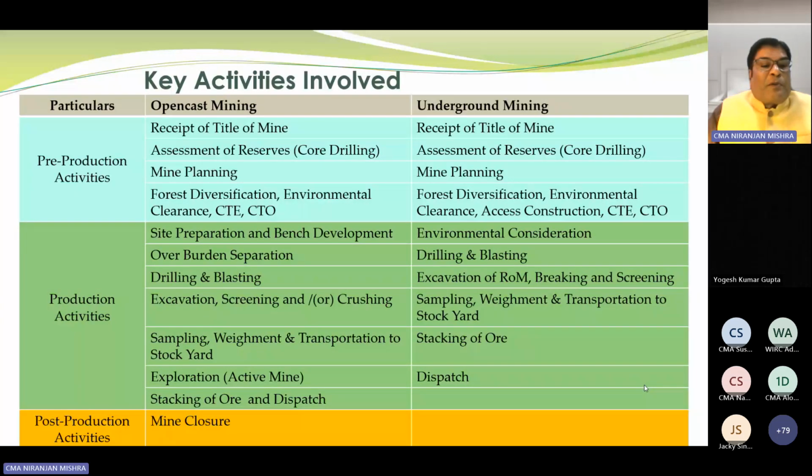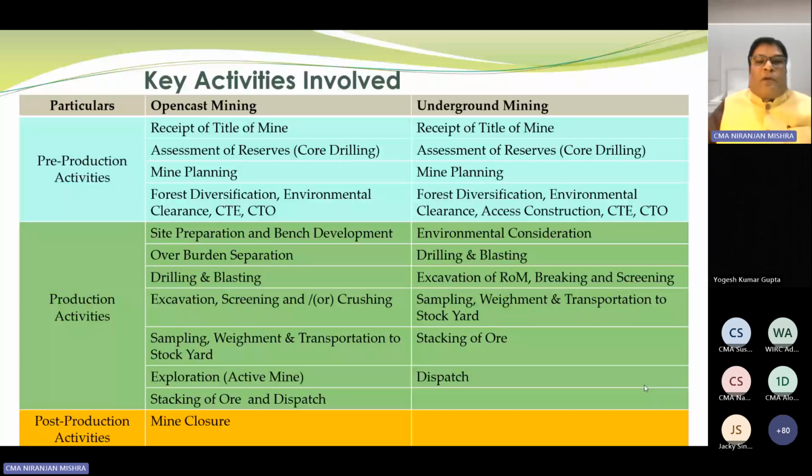Then another point is the post-production activity, that is mine closure. Mine closure is also applicable in the production activity, because mine closure is of two types: progressive mine closure and permanent mine closure. Progressive mine closure moves concurrently with the production activity, while post-production mine closure is done at the end of the mining lease. So these are the activities for open cast mining and underground mining.